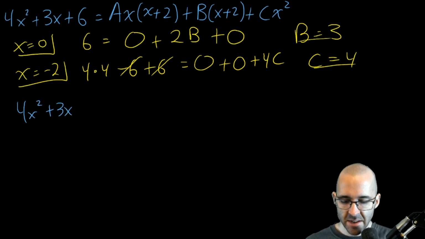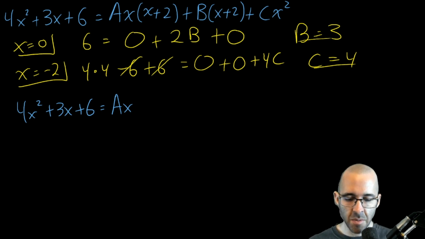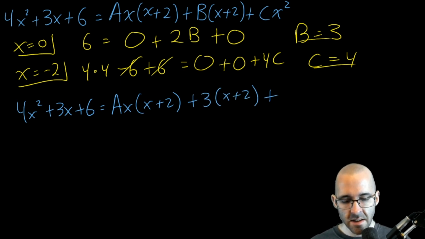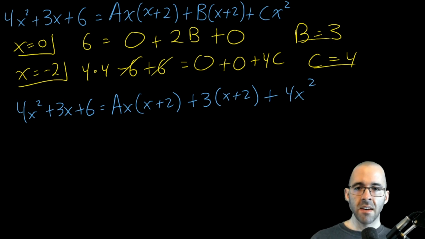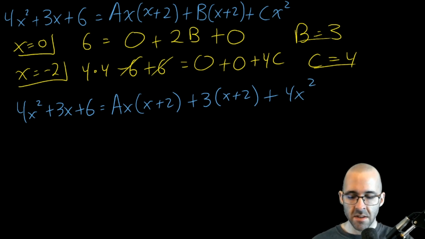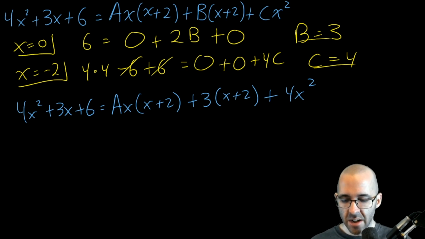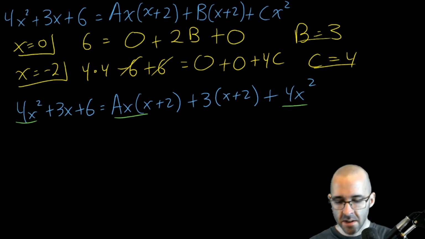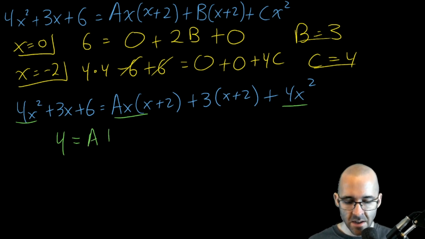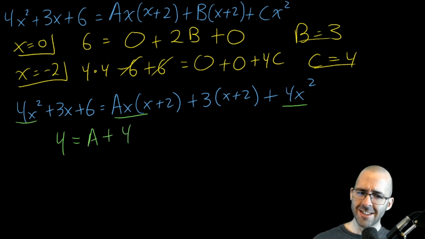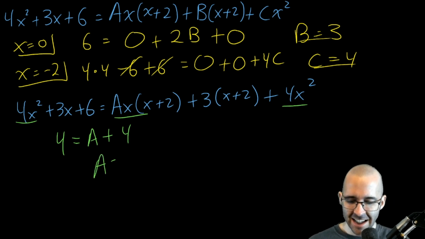4x squared plus 3x plus 6 equals Ax times x plus 2, plus B, which is 3, times x plus 2, plus C, which is 4, times x squared. You can multiply this out if you want, but you don't have to do the full method. We can just look at the quadratic terms. These are our only quadratic terms here. So 4 times x squared has to equal A times x squared plus 4. Is it this nice? A equals 0?